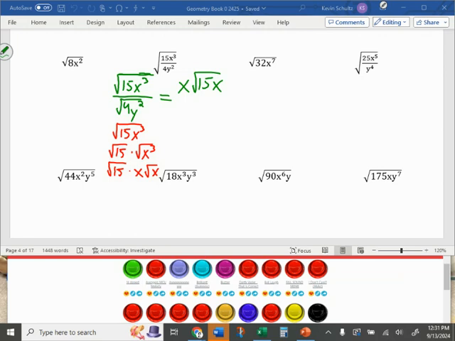Our denominator, 4y squared. What is the root of 4y squared simplified down to be?